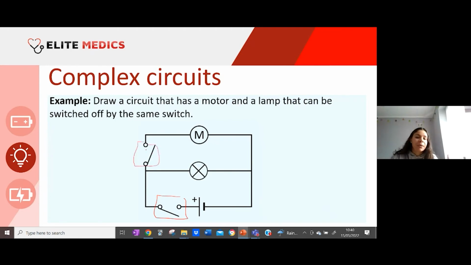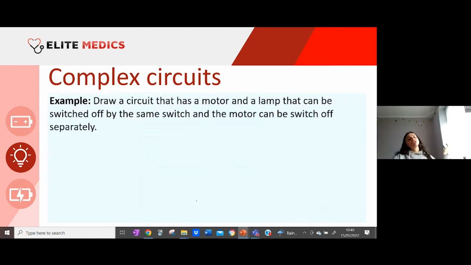This switch is not the best, because if we had this as a closed switch, actually this circuit is still complete, the first circuit. So this current will still flow, the lamp will still be on. So if you had this question in an exam, I would go with the safe option of putting my switch in a location where I know for sure it's going to turn off both components.